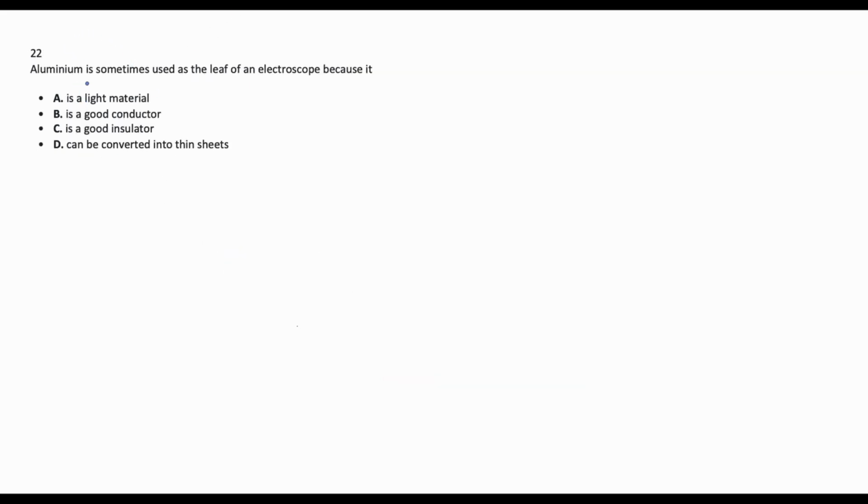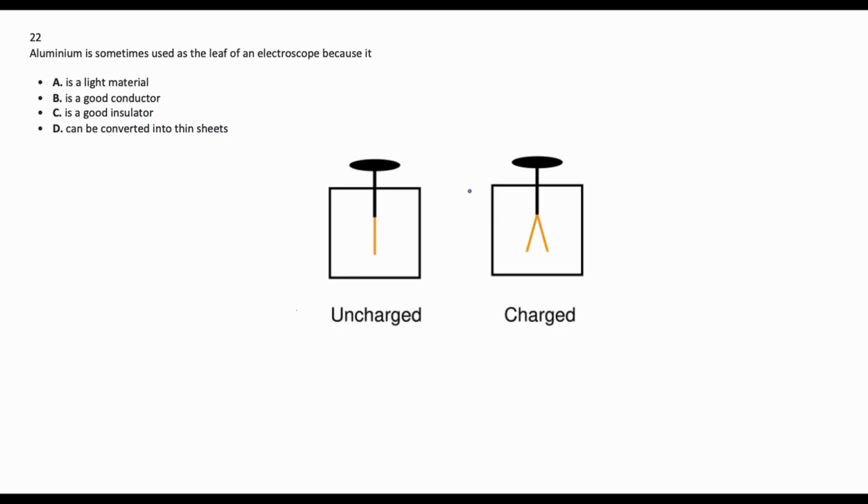Question 22 says, aluminium is sometimes used as the leaf of an electroscope because... Now, an electroscope looks like this. This is simply an instrument that is used to detect small electric charges. What you see here is a steel casing that has glass on the side so that we can see into it. At the top you have a brass plate, and a brass rod leading into the glass. At the end are two gold leaves, and these leaves are touching because at this point they are uncharged.